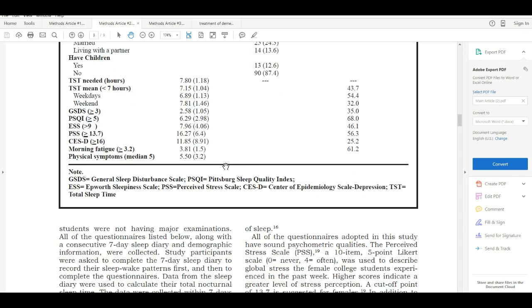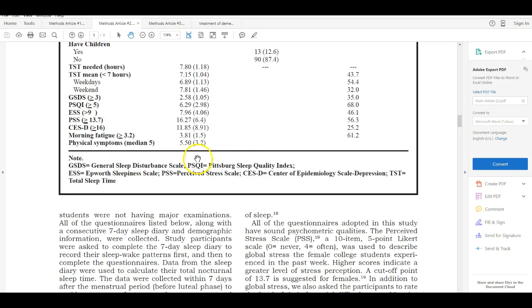So you want to be sure to summarize and list all of the different psychological tests that were used in your experiment. There were several tests that were used in this study.